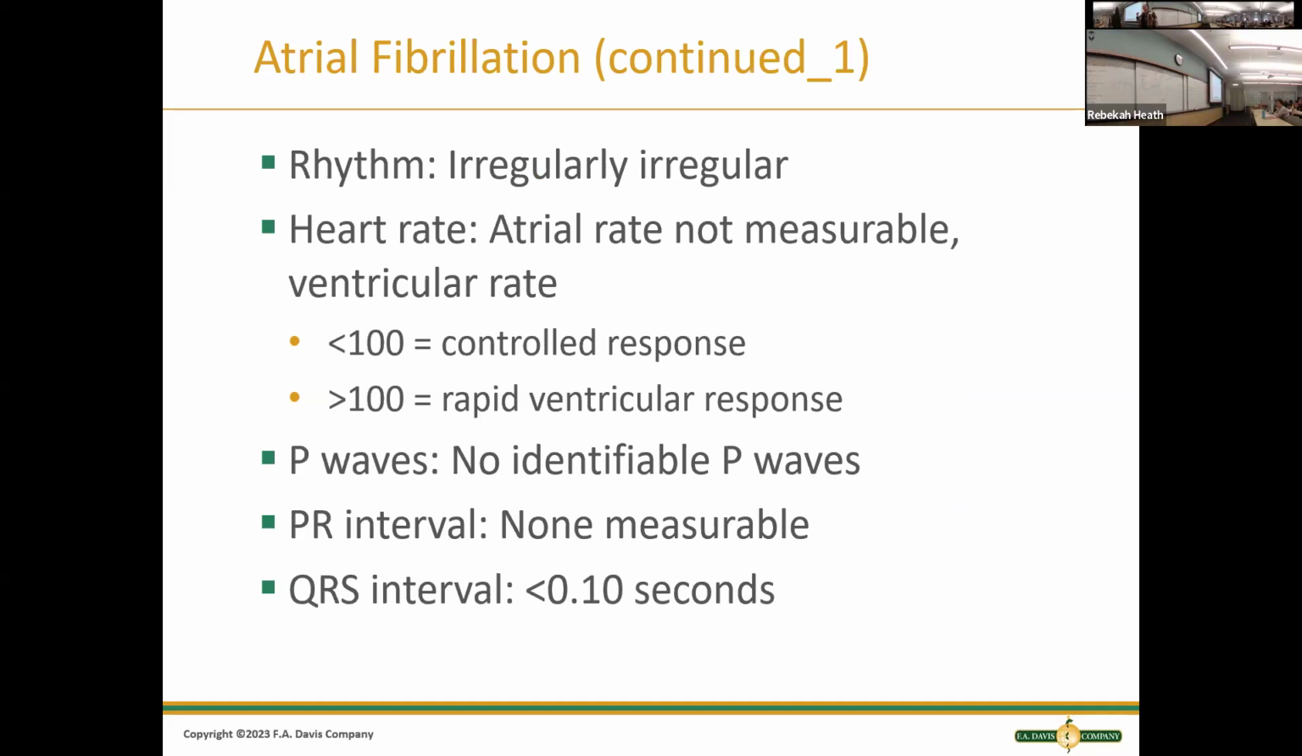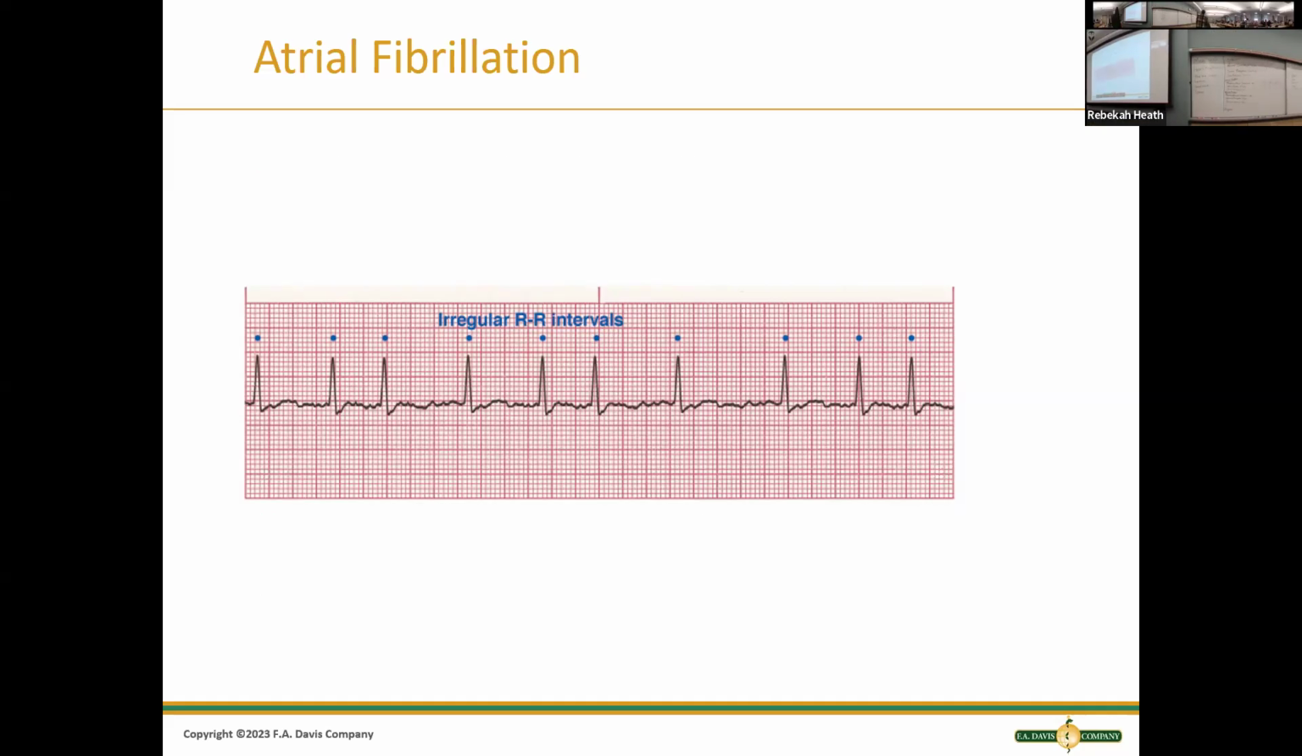So with atrial fibrillation, we often talk about if it's a controlled response or a rapid ventricular response. A controlled response might be, let's see, what was this part right here? Did we say it was 1, 2, 3, 4, 5, 6, 7, 8, 9, 10. So this heart rate would be about 100. This would be a controlled response. It's the high end of normal, but it's still within normal.